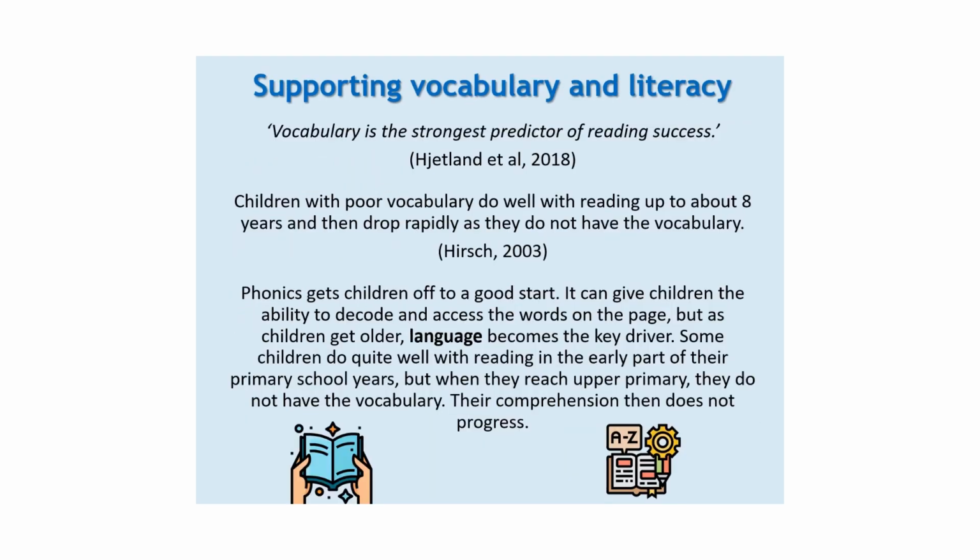Supporting vocabulary and literacy. Vocabulary is the strongest predictor of reading success. Children with poor vocabulary do well with reading up to 8 years and then drop rapidly as they do not have the vocabulary. Phonics gets children off to a good start. It can give children the ability to decode and access the words on the page, but as children get older, language becomes the key driver.